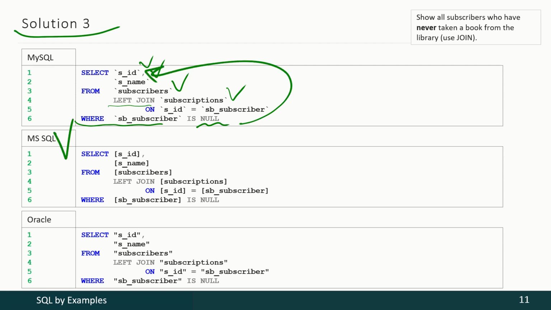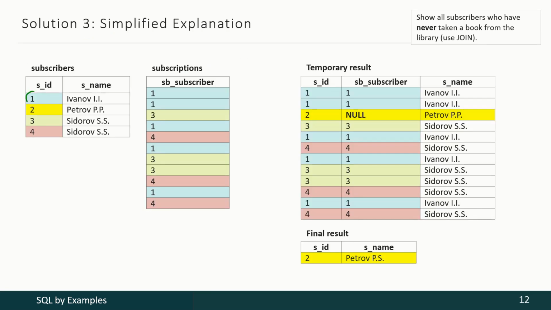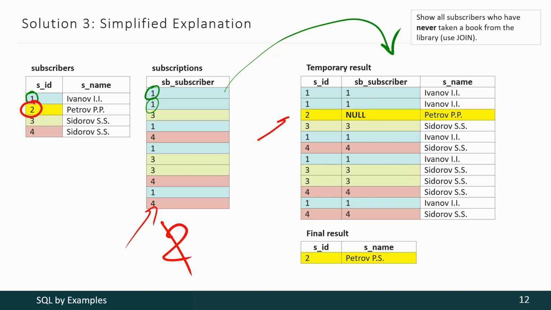The solution for Microsoft SQL Server and Oracle is the same, and now we shall see how it works. Left outer join also looks for pairs of matching combinations and places those pairs in the temporary result. But unlike inner join, if a matching pair is not found for some value, you see no 2 here, that record is still placed into the temporary result, but with null in this column. And we are looking for records with nulls in that column. That's how we get our final result.